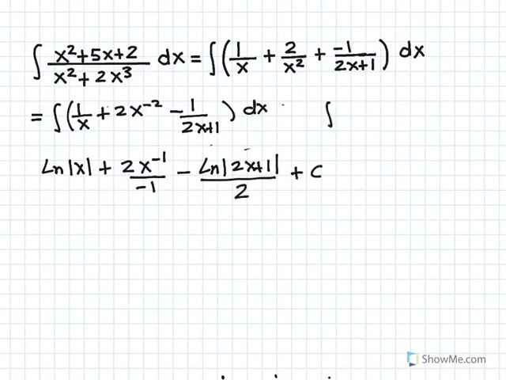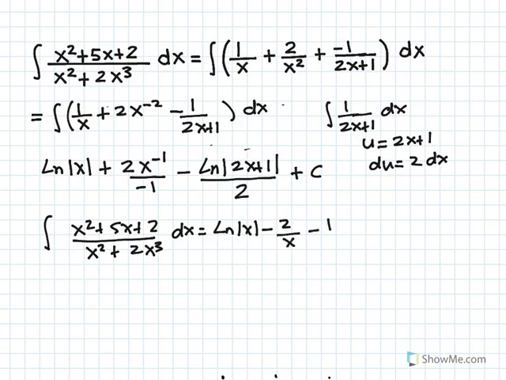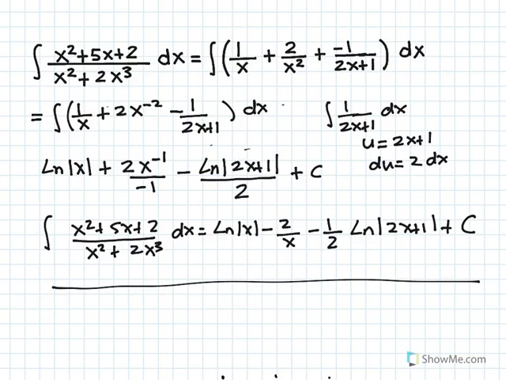What we're really doing is when we integrate 1 over 2x plus 1 dx, we're doing u substitution, we're letting u be equal to 2x plus 1, and du is equal to 2 dx. So we applied partial fraction decomposition to this integral, x squared plus 5x plus 2 divided by x squared plus 2x cubed dx, and we obtain log of the absolute value of x minus 2 over x, simplifying the second term, minus 1/2 log of the absolute value of 2x plus 1 plus c. That is the answer. All right, thanks.